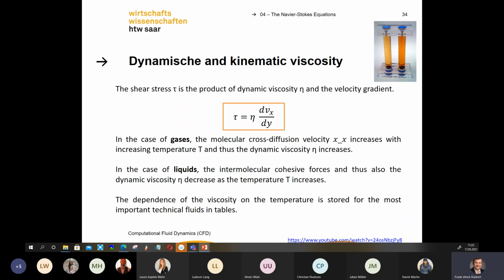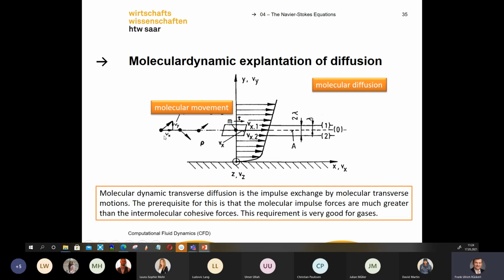And if we have a liquid, oil or water, it's just vice versa. If you make oil hotter, it gets more liquid, so it gets a lower viscosity. This depends on molecular movement. If we have a gas and the molecules move faster, we get higher viscosities. If we have a liquid and the molecules move faster, we get lower viscosity. And this viscosity also influences the diffusion movement.